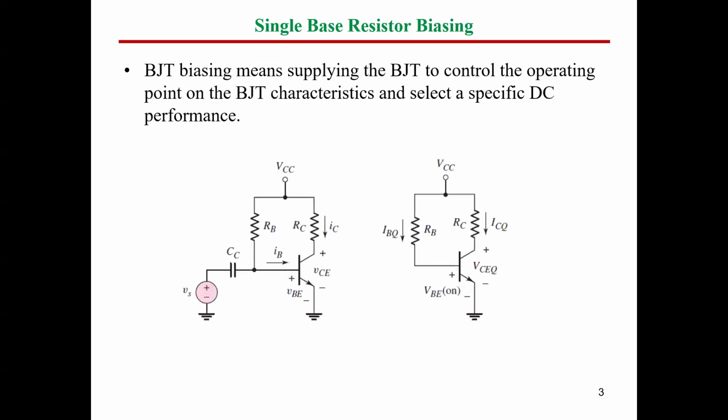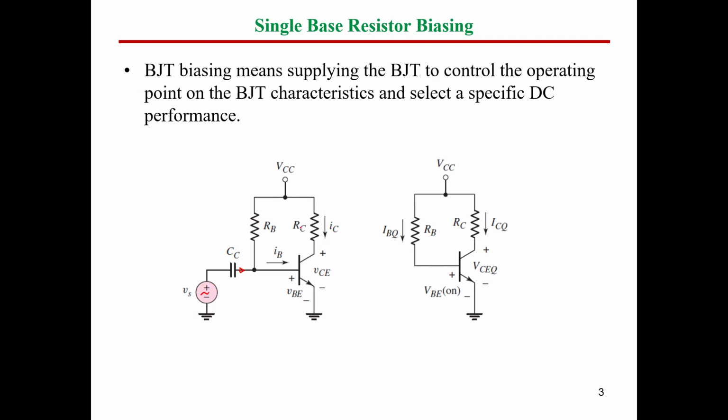So let's start firstly with our common emitter configuration. So this is the single base resistor biasing. We have one resistor to bias our transistor in order to have a base current. So firstly, this is the main circuit, as you can see here. This is going to be AC, and you have here a coupling capacitor. So this series capacitor for sure will prevent any DC component coming from this side.